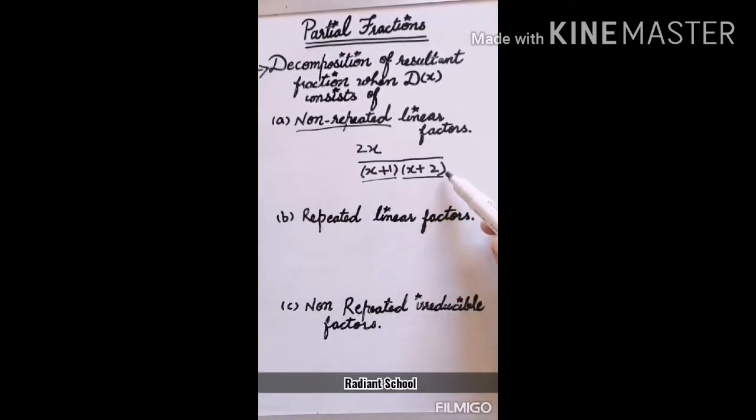So when you are having this type of fraction in which the denominator has non-repeated linear factors, no linear factor is repeating here, no linear factor has any power, this means that this type of fraction you can convert into partial fractions. There are some steps, and when I solve the question, I will explain the next steps.